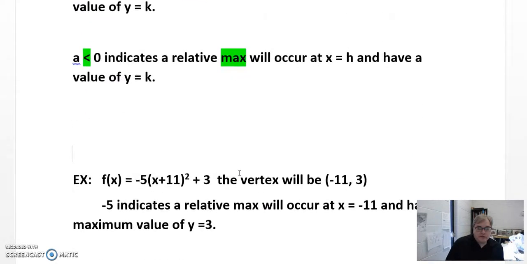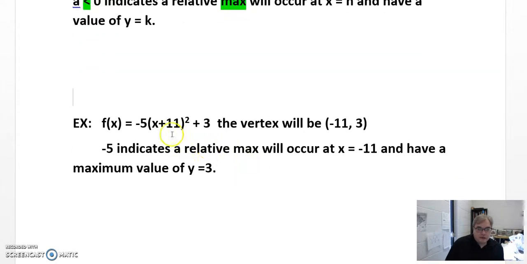So an example of finding it in this form, f of x equals this. I know the vertex will be at x equals negative 11 because that's what makes this 0 right there, plus 3. The negative 5 indicates it's opening down, so I'll have a relative max. The relative max will occur at x equals negative 11 and have a maximum value of y equals 3. So 3 is going to be larger than or equal to all the other y values on that curve. So this is a nice form.